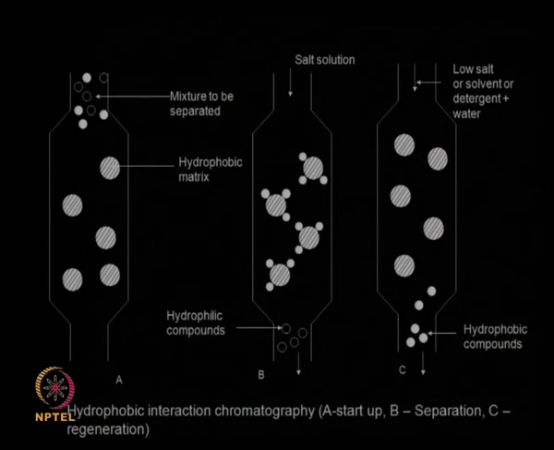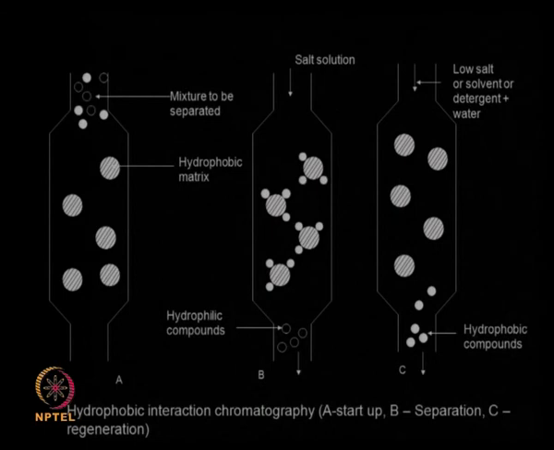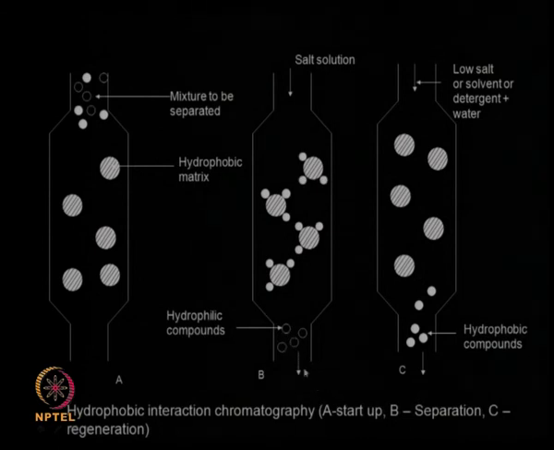Let's look at a next chromatography system. This is called hydrophobic interaction chromatography. So we have a matrix which has hydrophobic groups present. So you may have a mixture of proteins with the hydrophobic and hydrophilic. So what happens? Hydrophobic proteins get attached to hydrophobic matrices, whereas hydrophilic proteins or compounds leave fast. So from a mixture of hydrophobic and hydrophilic, we may have hydrophilic components or proteins coming out fast, the hydrophobic proteins or components are retained.